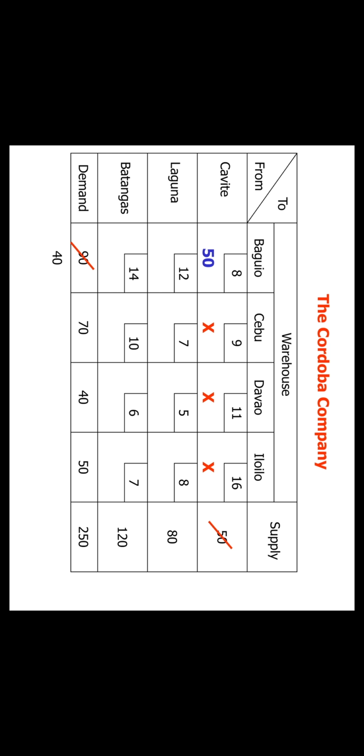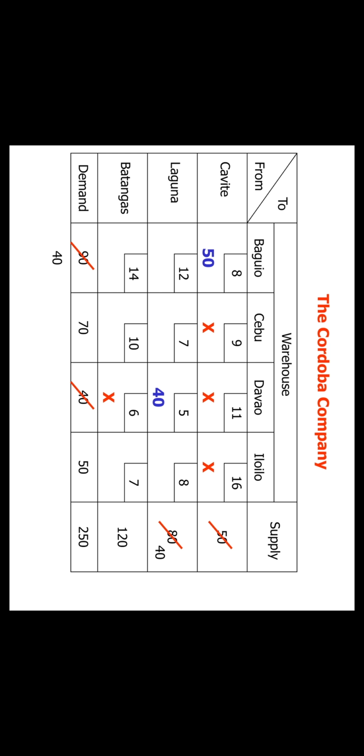Repeating the process. From the cells in the row of Laguna, our least cost cell is now the one with the cost of 5. How many units do we now allocate to that cell? It's now a choice between the supply of Laguna, which is 80, versus the demand of Davao, which is 40. We again choose the lower value, which is 40. And with that, we have met already the demand of Davao, so we can eliminate the remaining cell in that column. And then we now reduce the supply of Laguna by 40. So from 80, it goes down to 40.